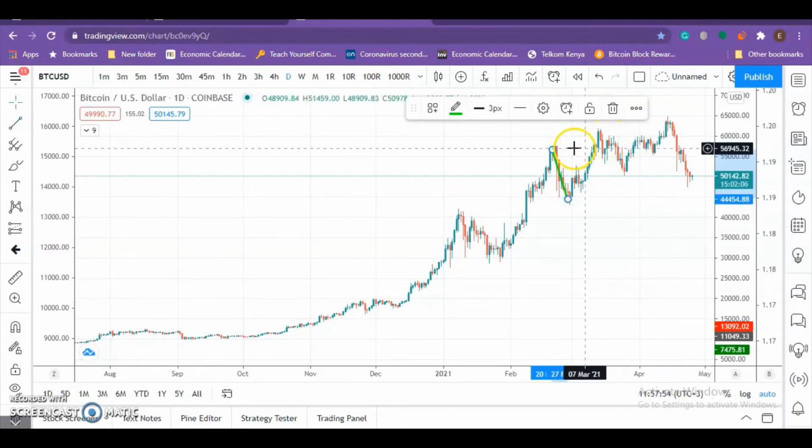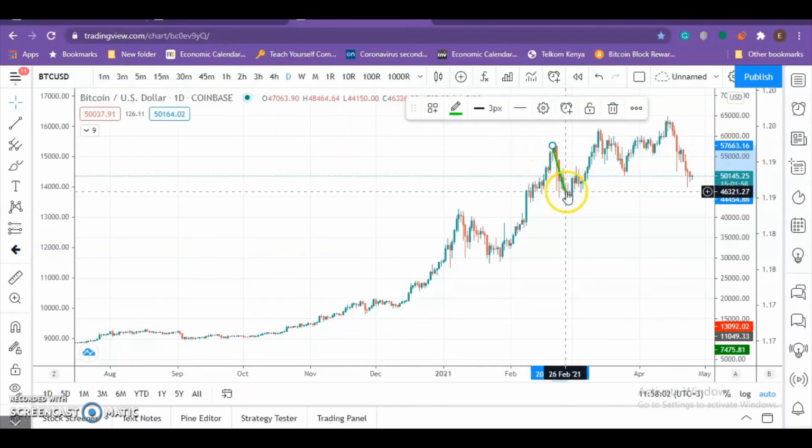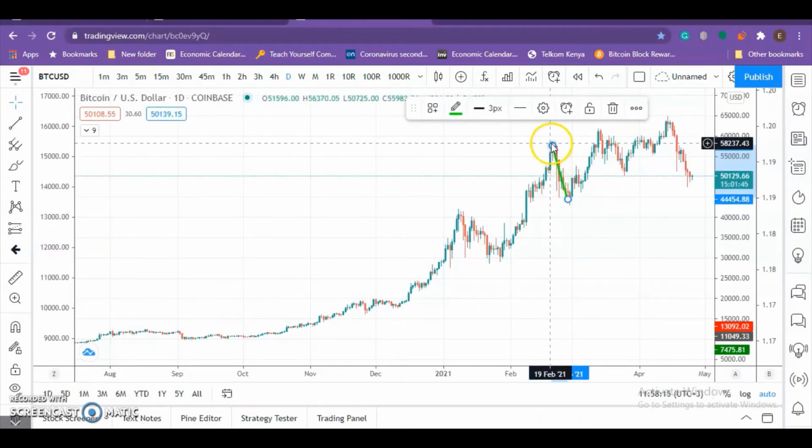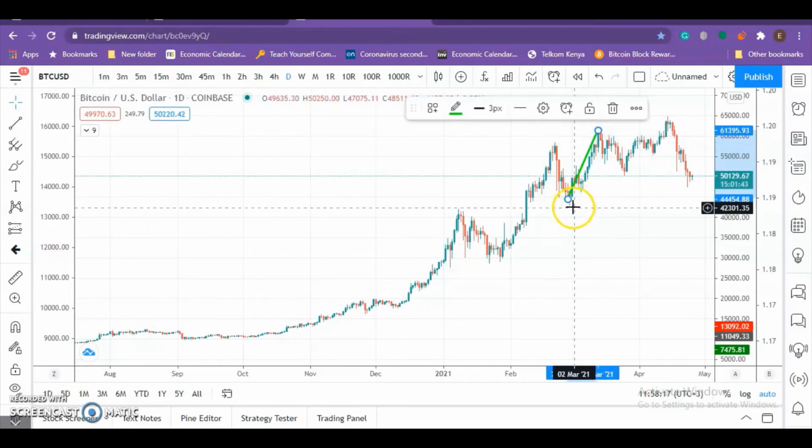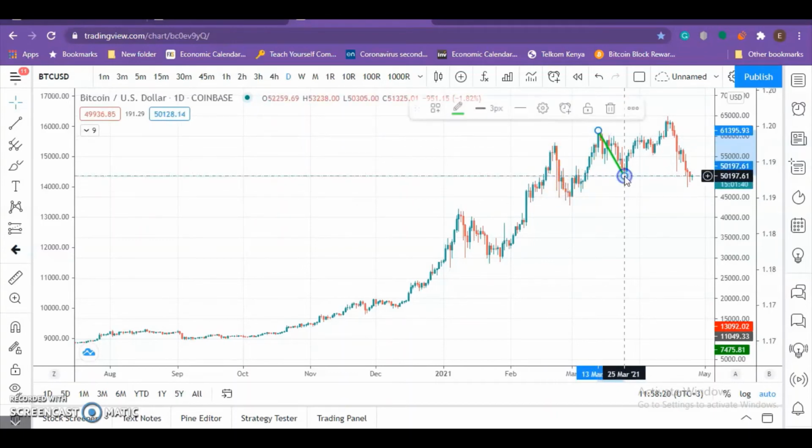So you can see from the top we have 57,663, and then it reached this point here and then fell down to 44. That's a loss of almost 13k points, but that's very common for Bitcoin. Another thing I'd like you guys to note is this: from 61 to 50. You get what I'm saying? It has a reversal of almost 10k points.